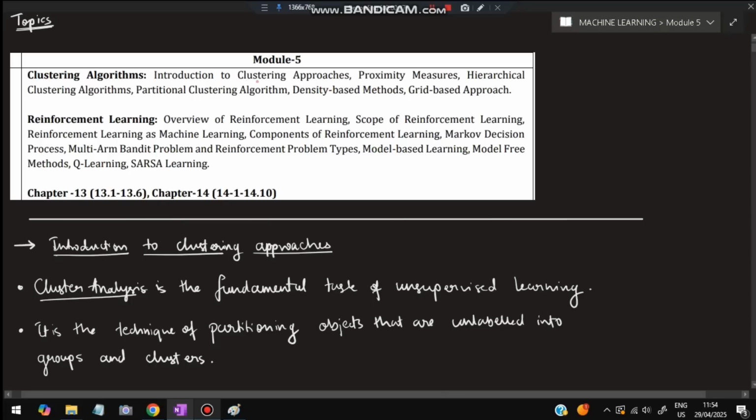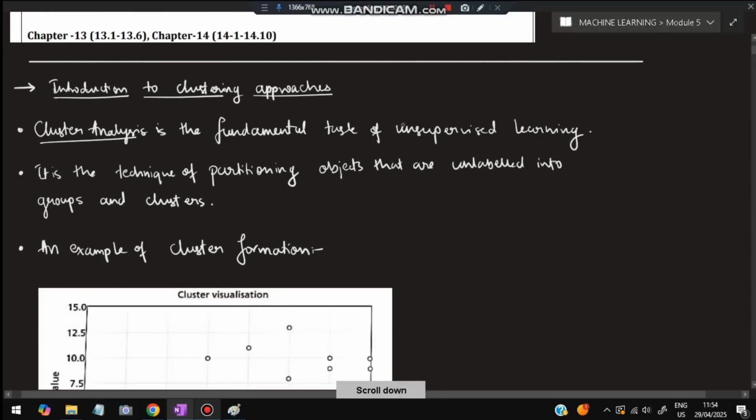The first topic is introduction to clustering approaches. Okay, what is clustering? Cluster means nothing but a group. If there are a set of objects present and they are together, that is called one cluster. Now, cluster analysis is a fundamental task of unsupervised learning. What do you mean by unsupervised learning? It means some set of data is given and the model is left to learn on its own. If there is any similarity or dissimilarity, based on that a categorization will happen.